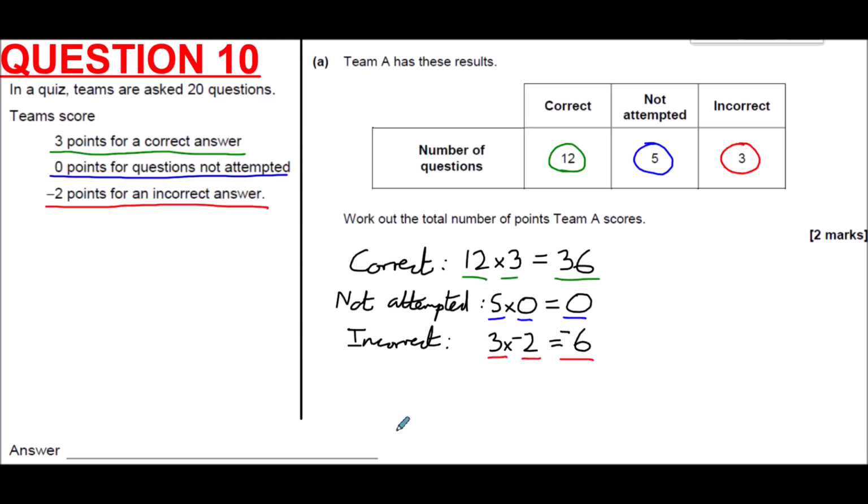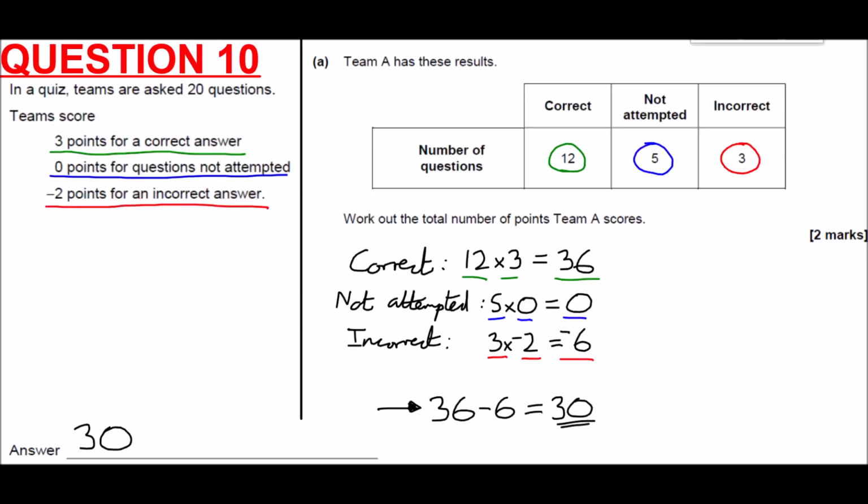So from this we can work it out. For the correct answers, we've got 36 points. Minus 6 for the incorrect ones. So 36 minus 6 gives us 30. I don't know if I wrote 0. That is just mad. What is my brain doing? Never mind. 36 take away 6, we've got 30. And so the total points for these 20 questions is 30.